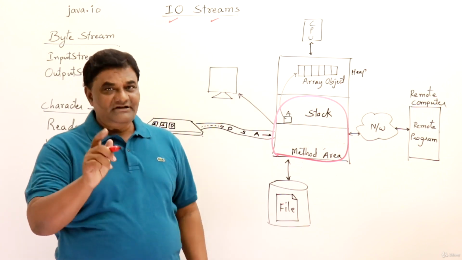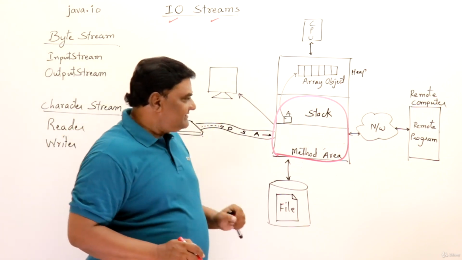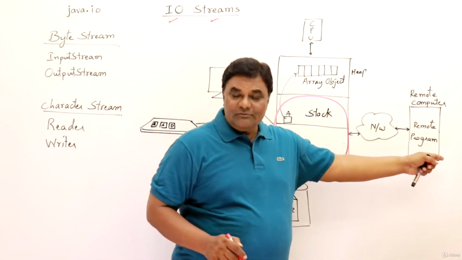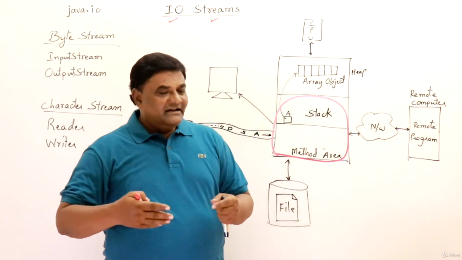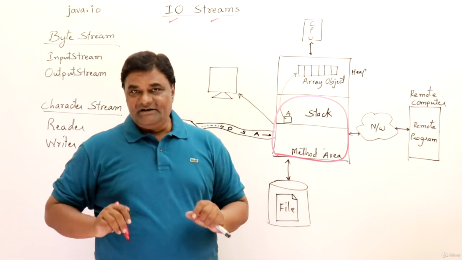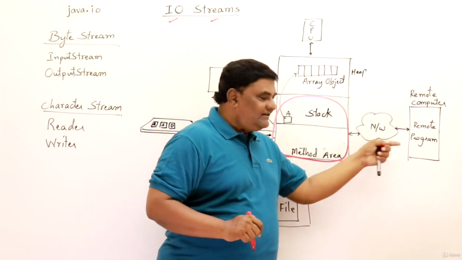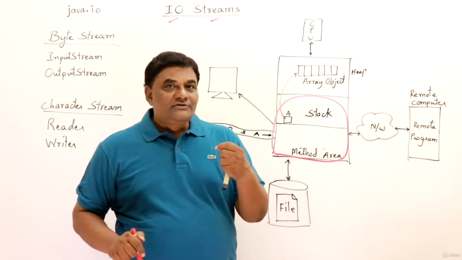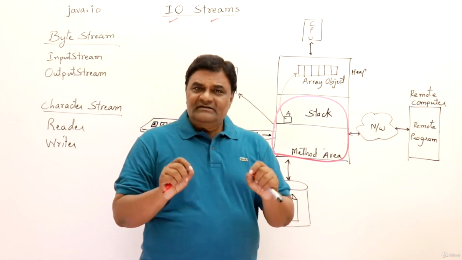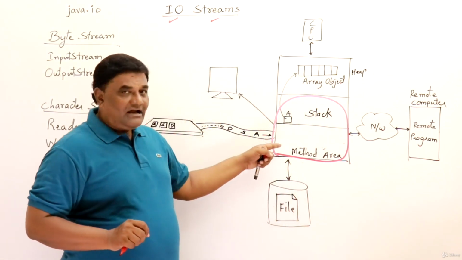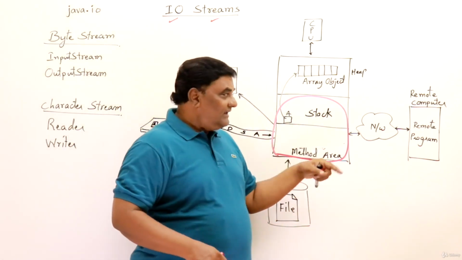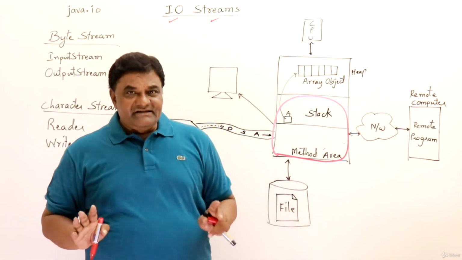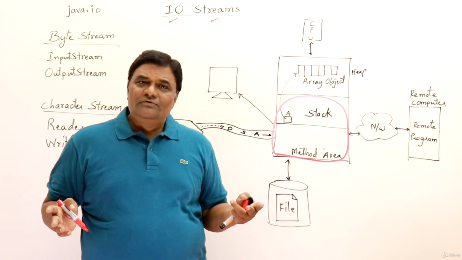For explanation, I'll give an example. The best suitable example is this one. This is a Java program and it is communicating with a remote computer, a remote program. Data is being sent or received, whatever it may be. Now if the Java program is sending the data and the other side has to receive the data, the problem is whether the speed at which this Java program is sending the data and that computer is receiving the data is matching. Is the speed the same?